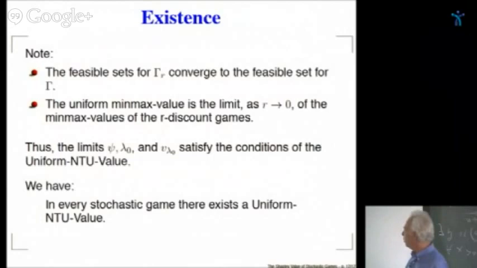the final conclusion is that basically you can repeat everything the same way as before and conclude that in every stochastic game you can define the uniform NTU value, the uniform Harsanyi-Nash-Shapley value. Since I have a couple of minutes, I will just mention, for example, this one. Forget the rest of it now.